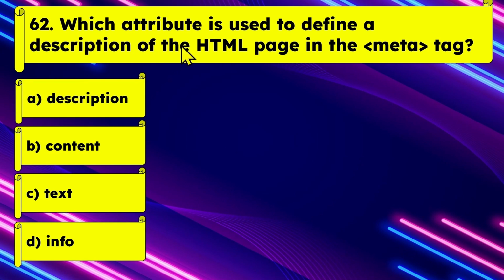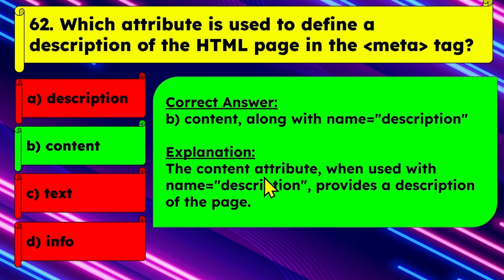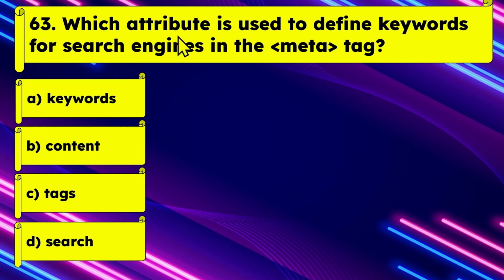Next question is, which attribute is used to define a description of the HTML page in the meta tag? Option A description, option B content, option C text, and option D info. So here the correct answer is option B. You can see the content attribute, when used with name equal to description, provides a description of the page. Next question is, which attribute is used to define keywords for search engines in the meta tag?